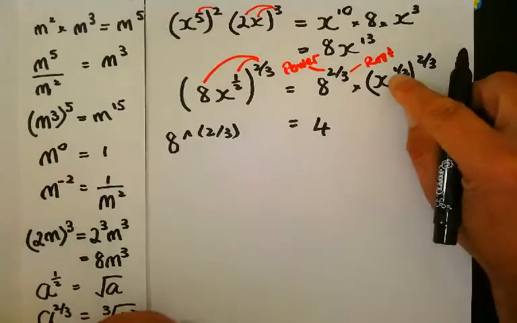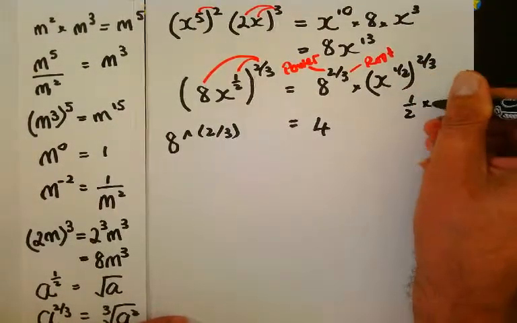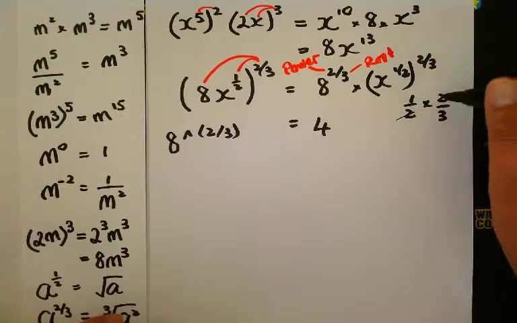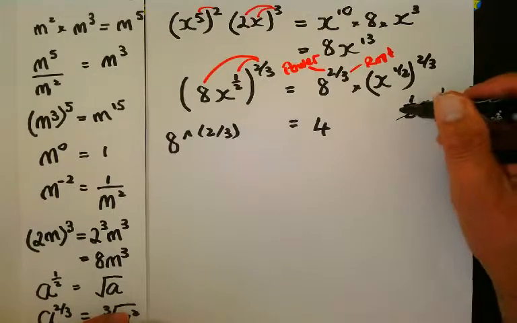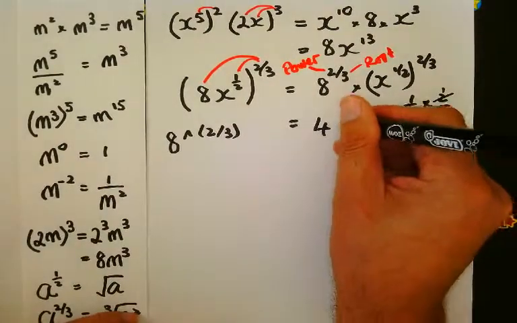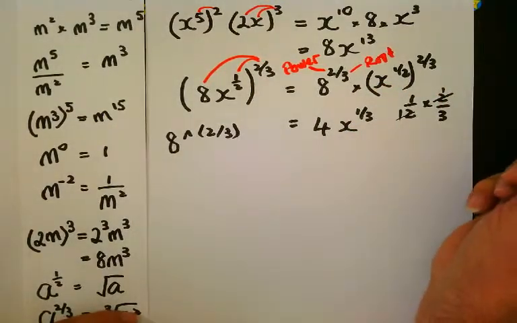Okay, so this one is power on a power. So let's just multiply them. So let's just look at that. That's 1/2 times 2/3. And again, cancelling out. Well, that's going to cancel with that guy. It becomes 1 over 1. And so that's just going to be 1 over 3. So 1/3. So that comes x to the power of 1/3. So that's that one finished.